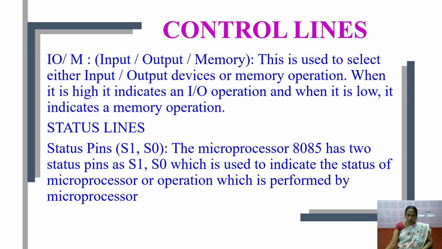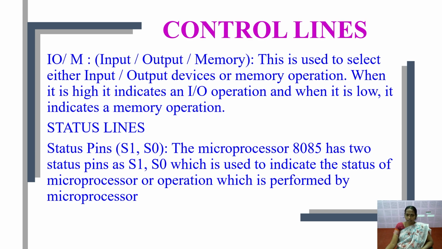Next is IO/M, input and output or memory. It is used to select either an input and output device or memory operations. When it is high, it indicates an input and output operation. When it is low, it indicates a memory operation.